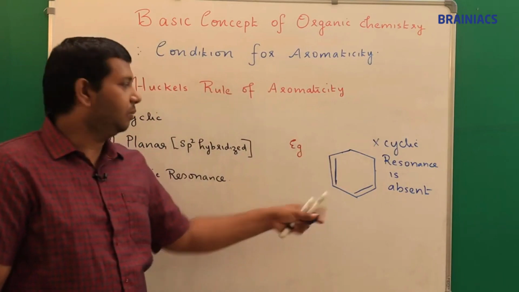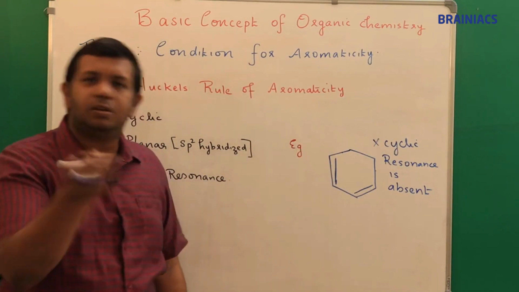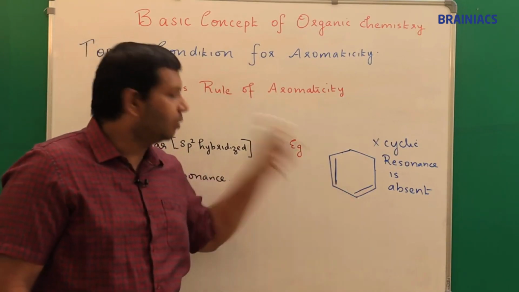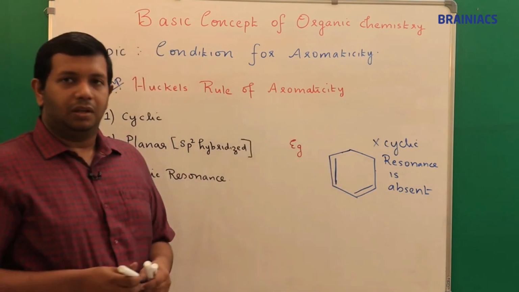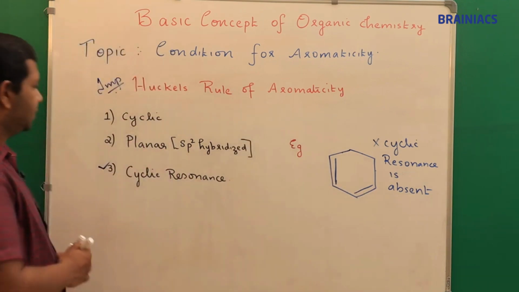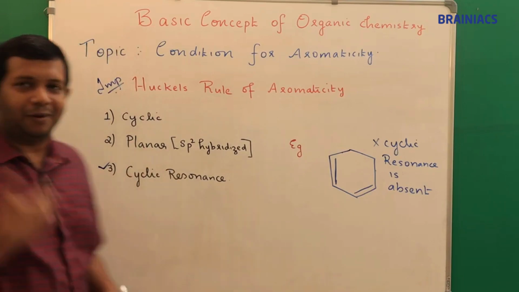But if resonance is present, yes, resonance is present. So a little bit of conjugation is present. Double bond, single bond, double bond. Clear? So I hope the cyclic resonance concept is somehow clear for you.